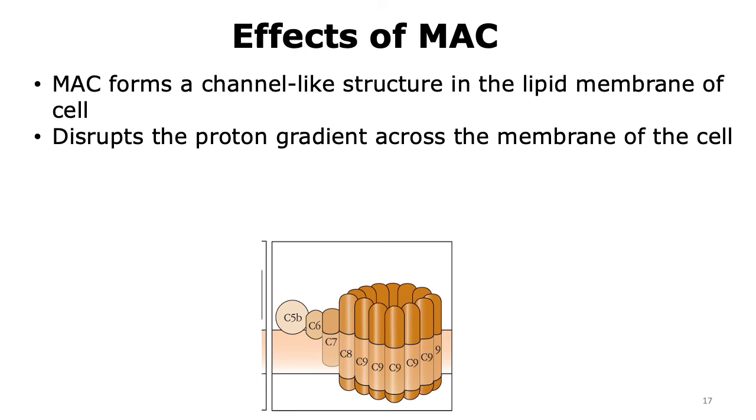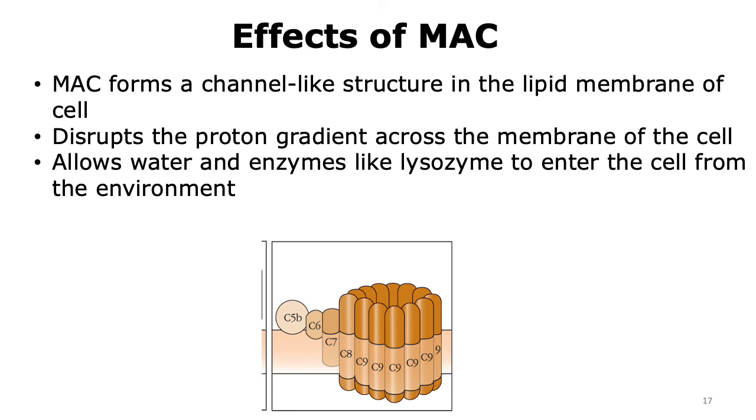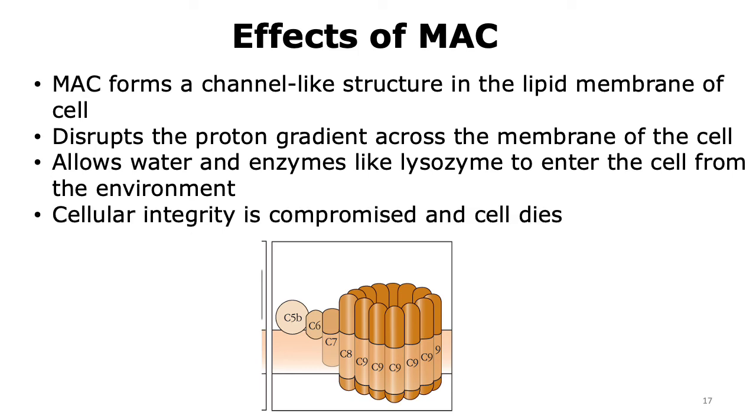able to disrupt the proton gradient across the membrane of the cell because it allows the flow of different ions and other substances between the cell and the environment. The membrane attack complex also allows water and enzymes like lysozyme to enter the cell from the environment, and thus the cellular integrity is compromised, which results in the death of that cell.